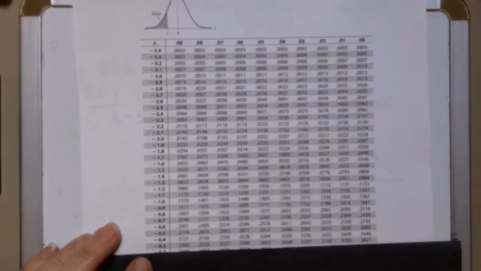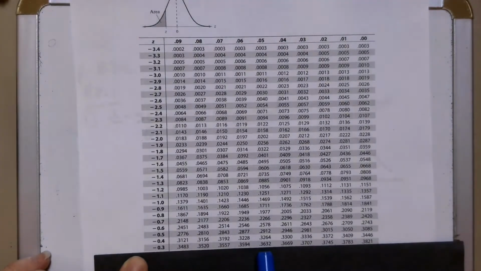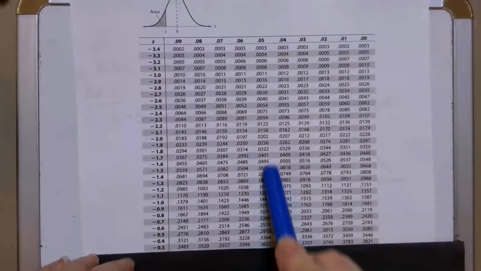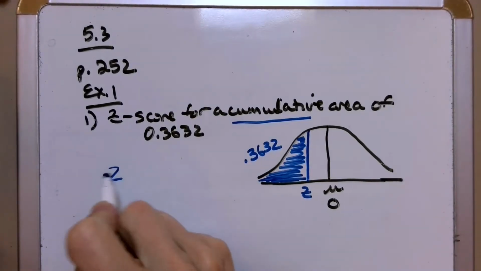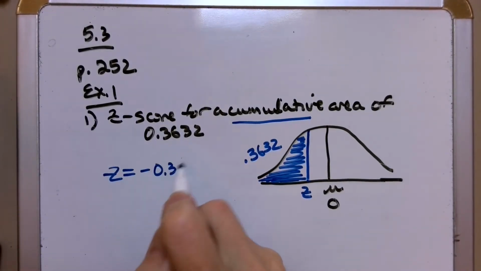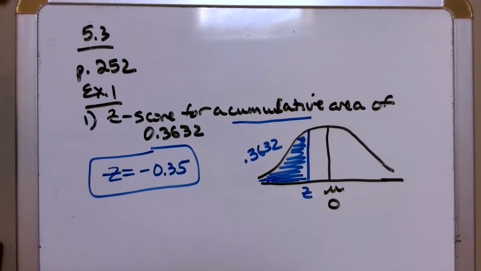I'll put a black paper here so you can kind of see it. Towards the bottom here in row negative 0.3, we do find an exact match right here above my blue pen at 0.3632. So that's for a z-score of negative 0.3 is the row, and then we have to look up the 500ths. So negative 0 for the ones, 3 for the tenths place, and the hundredths place is 500ths. So that means our z-score, our answer that matches up with an area to the left of 0.3632 is a z-score of negative 0.35.